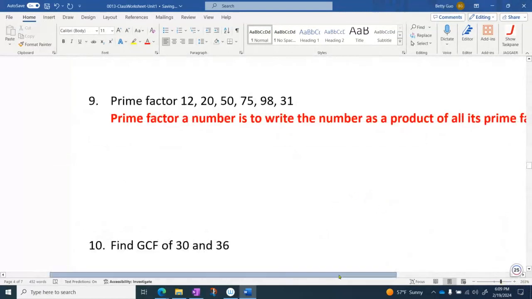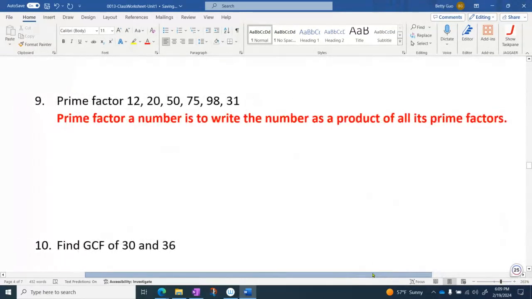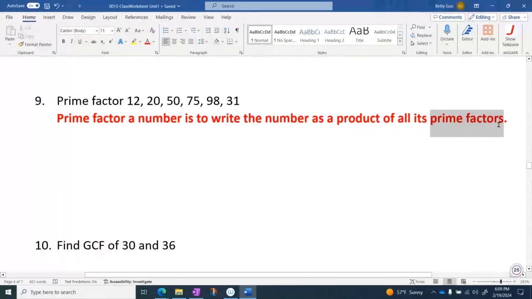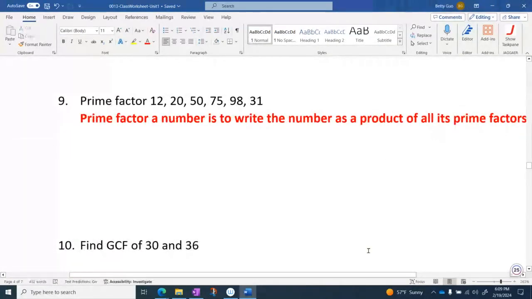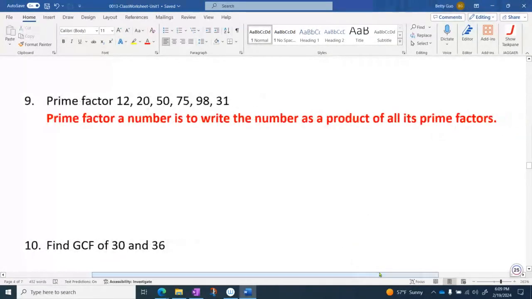It refers to a process. During the process, we write the number as a multiplication of all its prime factors. Here we have a keyword, prime factors. So let me explain. How do we understand prime factor? Remember 15?